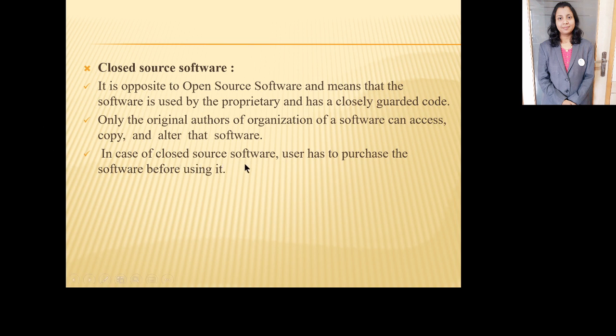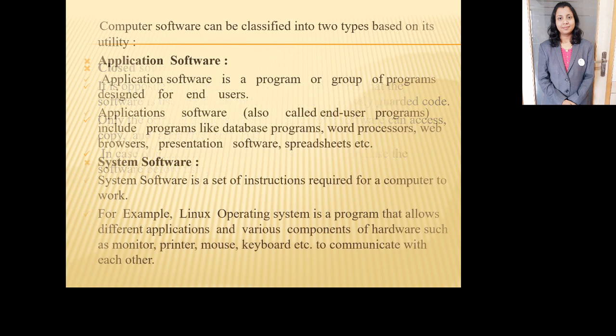Okay, in case of closed source software, the user has to purchase the software before using it. So whatever software is closed source software, before using it, the user has to purchase a genuine copy of this software. Okay, so this is all about the closed source software. These are the categories of a software.